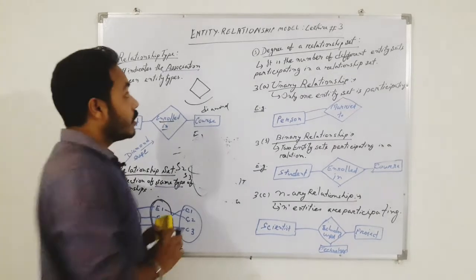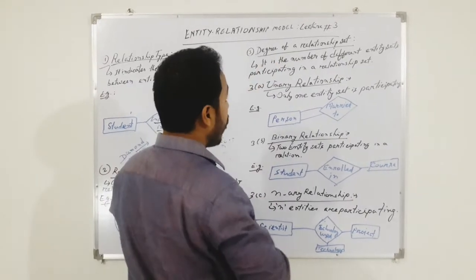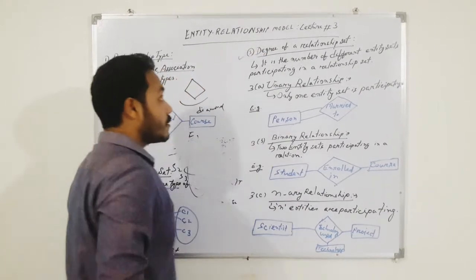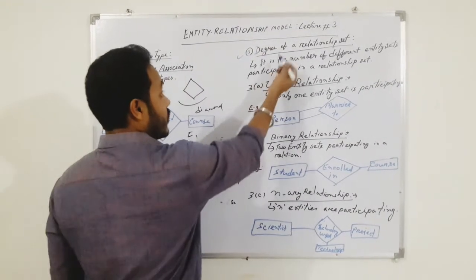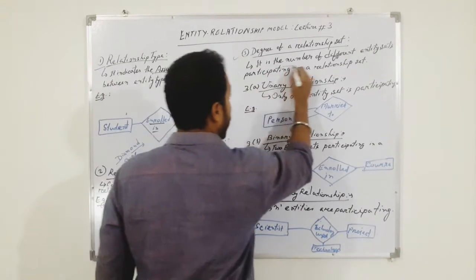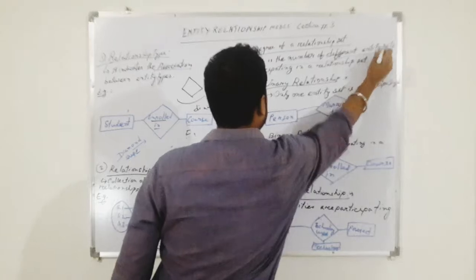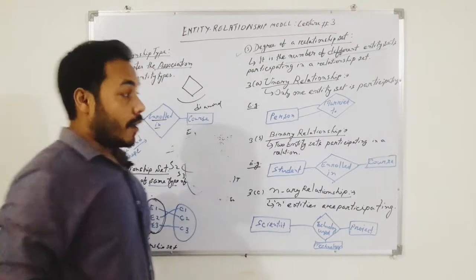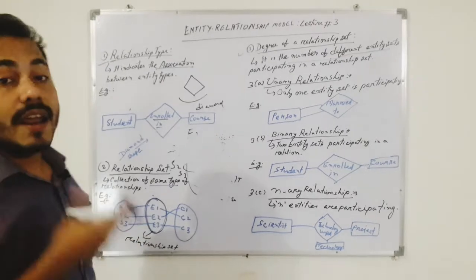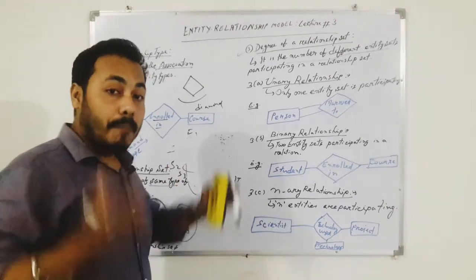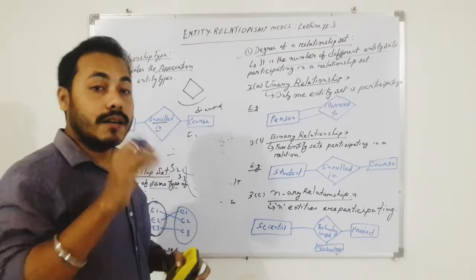Now coming to this one, that is the degree of a relationship set. The definition for the degree of a relationship set is that it is the number of different entity sets participating in a relationship set. Number of different entity sets means how many entity sets are participating in a particular relationship.